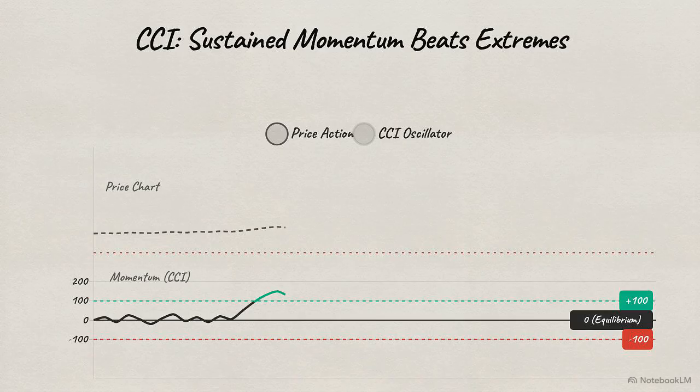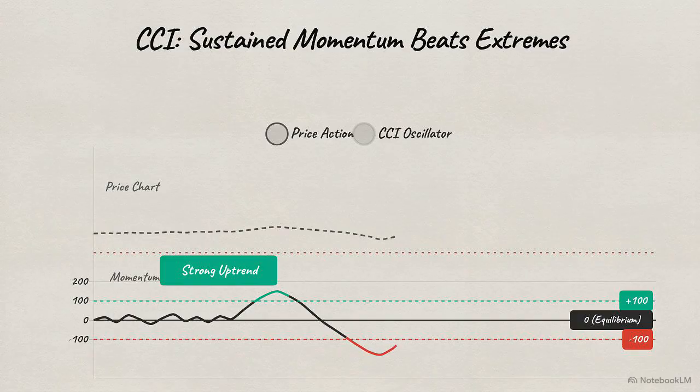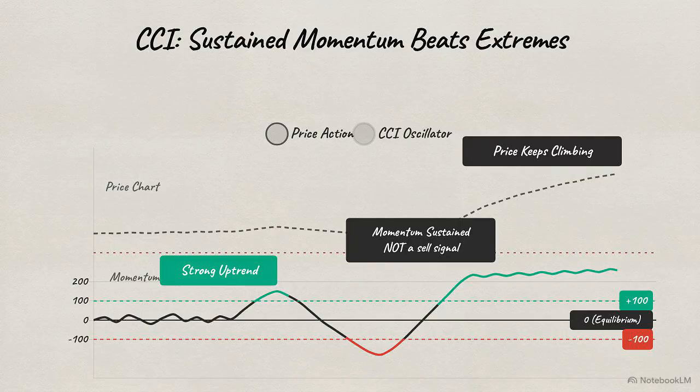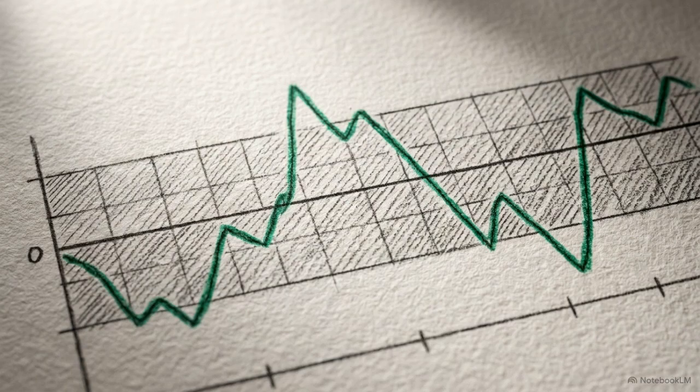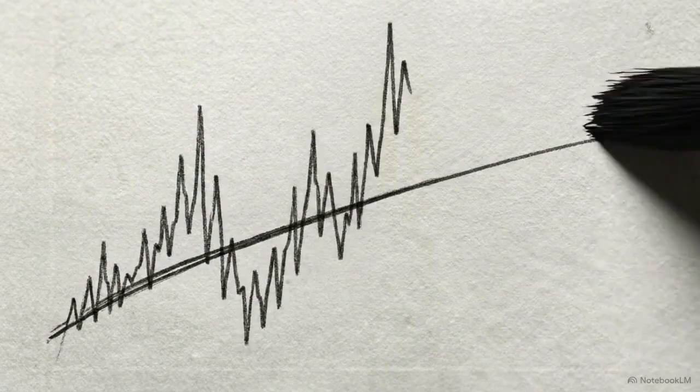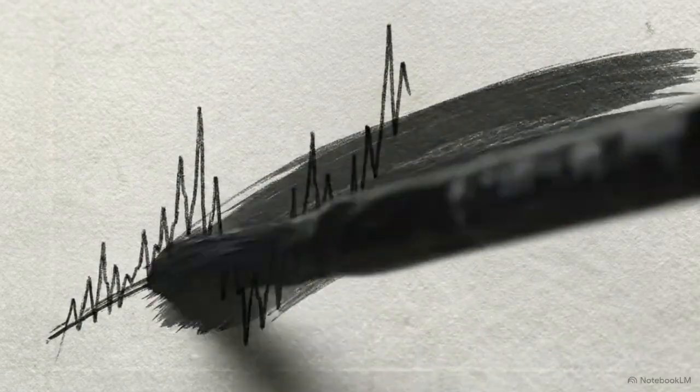Watch how the line behaves. When the reading pushes above plus 100, it indicates a strong uptrend. Conversely, a plunge below minus 100 points to a firm downtrend. A common mistake is assuming an extreme high reading, like plus 200, means you should immediately sell. As you can see here, the oscillator stays pinned high because the momentum is sustained and the price keeps climbing. This map provides a clear, quantitative snapshot of your asset's momentum. It strips away the noise of minor price fluctuations, so you can see the actual strength of the move.